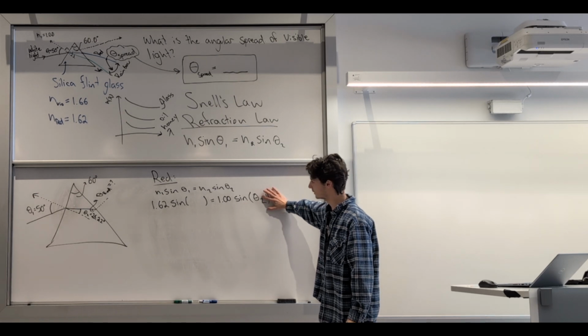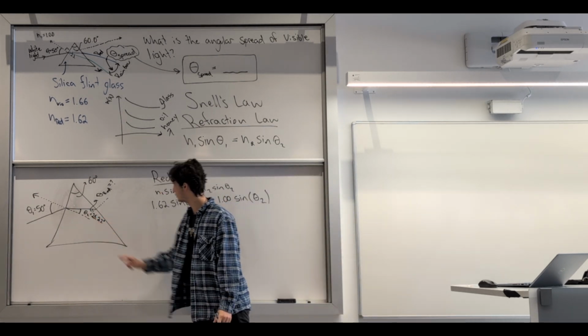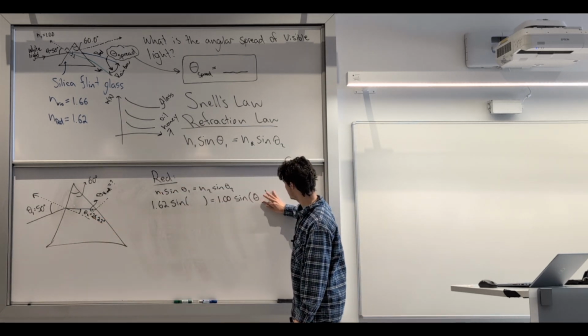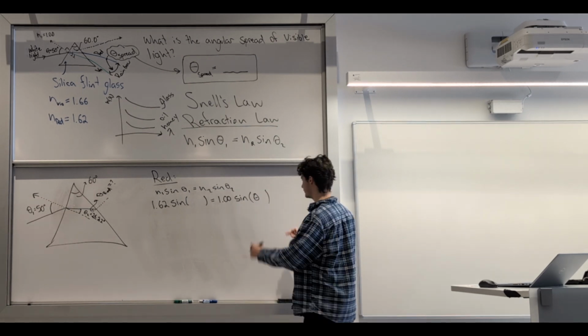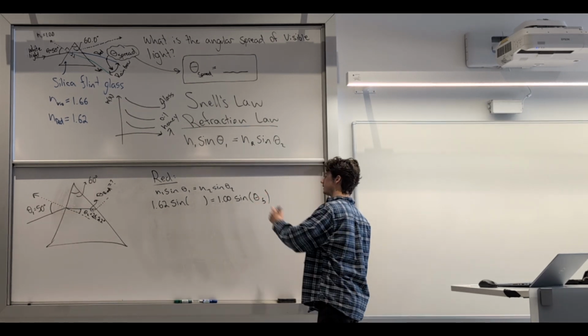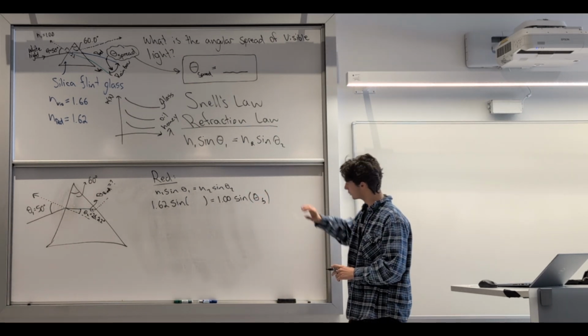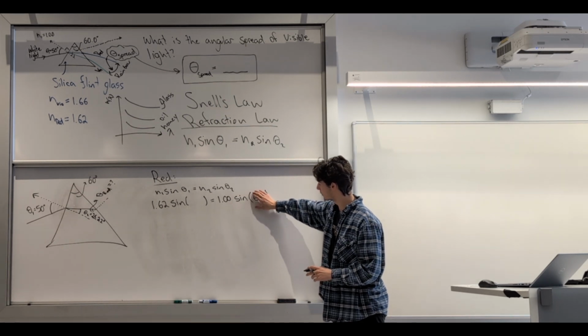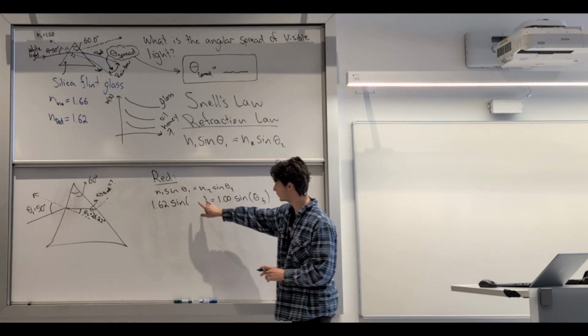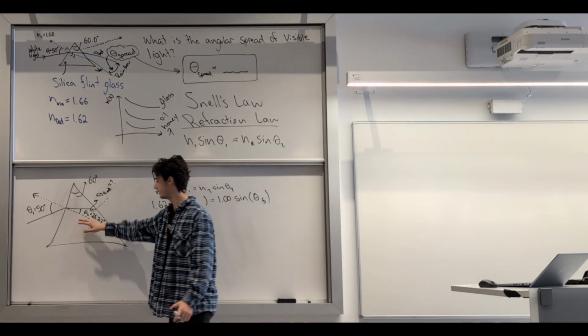Maybe theta 2 is not a good one because we've already used theta 2 here. I can maybe use the letter subscript F for theta final, if that's okay with you guys. So we're looking for this. This is what we want to find. But in order to solve for that, we actually need to find this angle here.